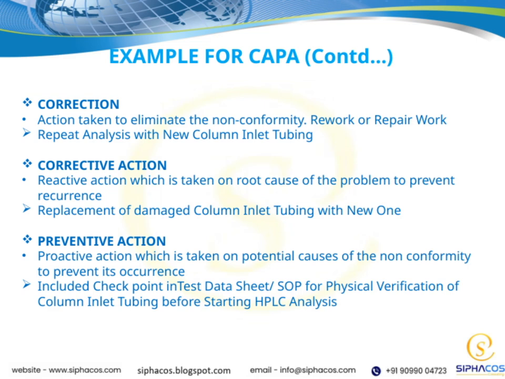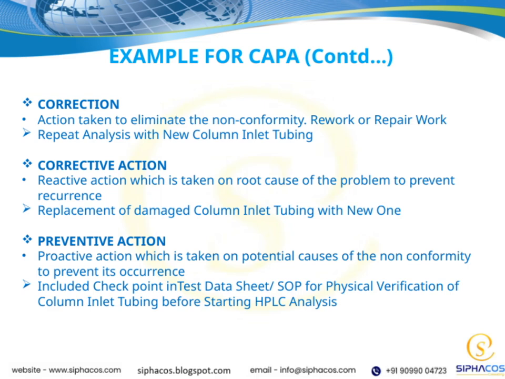Next, we move to corrective action. This is a reactive approach where we address the root cause of the problem to prevent it from happening again. For instance, if the inlet tubing was damaged, we would replace it with a new one. This step is crucial because it tackles the underlying issue directly.